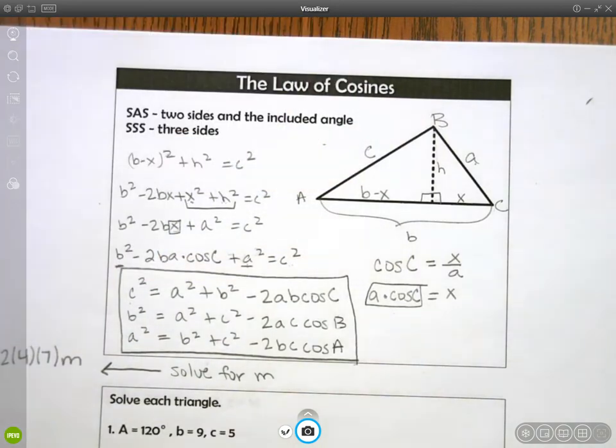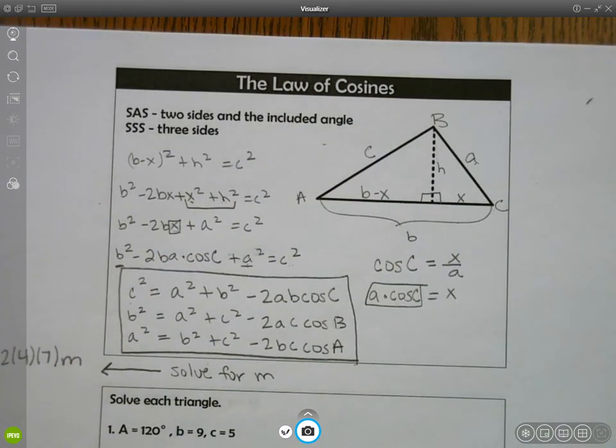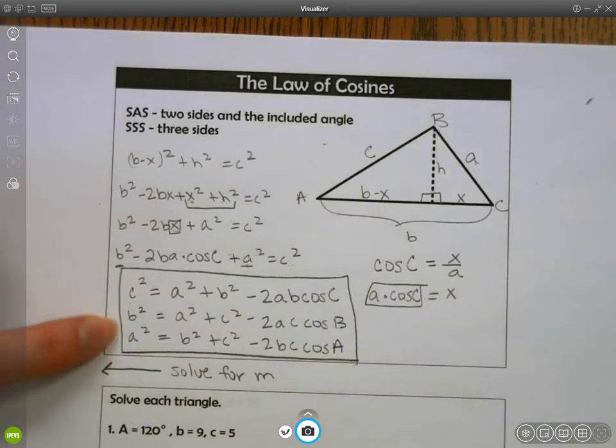Alright, whether you understood all of that is not important. You just need to understand that this is the law of cosines. There's 3 different ways you can write it depending on what information you're given and what you're solving for. And then you just got to be able to use a formula.